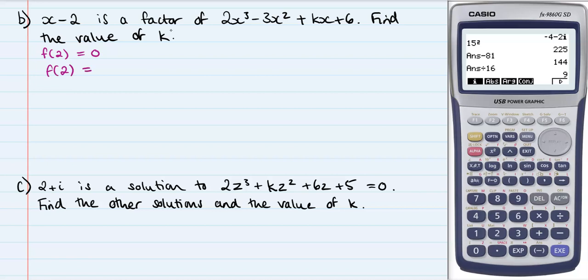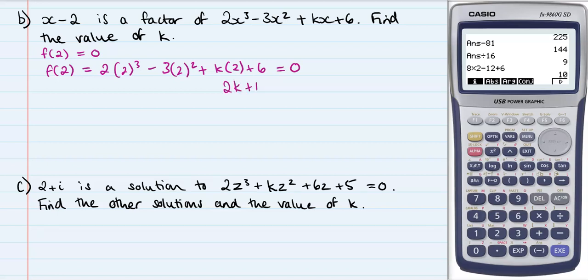So f of 2 is 2 times 2 cubed minus 3 times 2 squared plus k times 2 plus 6, and that will come to 0. What we get from that is 2k plus 10 equals 0. So 2k is minus 10, k is minus 5.